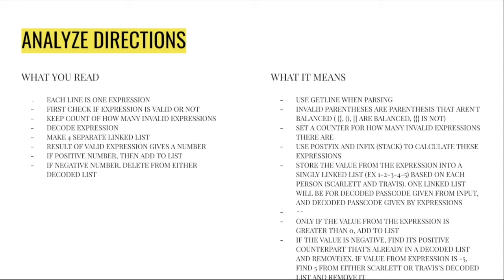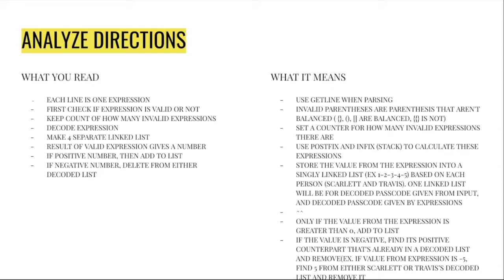We need to make 4 separate linked lists. The 4 are going to be: one, Travis's linked list for his decoded values; another one for Scarlett's linked list and her decoded values; a third one which is going to merge them together; and then the fourth one will be the passcode given to us in the input.